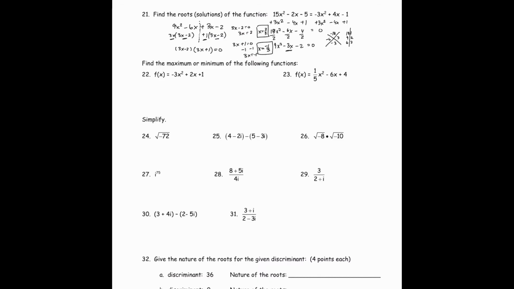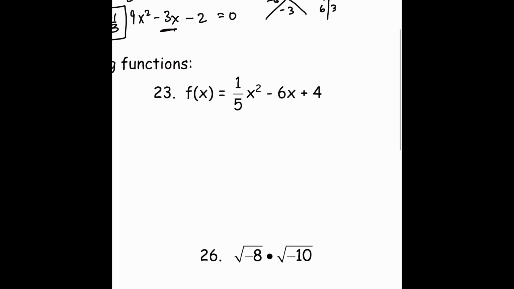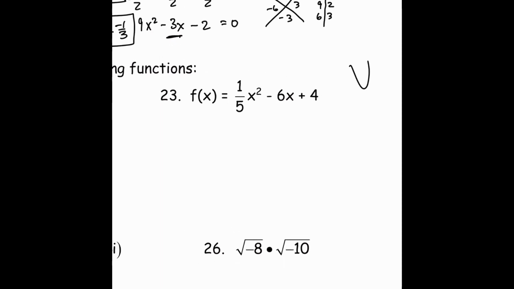All right, let's see, 22 or 23. Well, I said I'd do the odds. So there's a fraction, but let's just do it. It's positive, so it opens upward, which means it's going to have a min, for sure. First thing I'm thinking is that I want to find the vertex. The x component is negative b over 2a. A being a fraction doesn't even mean anything to us. Well, actually, I take that back, yeah, it does. So b is negative 6, a is 1/5.